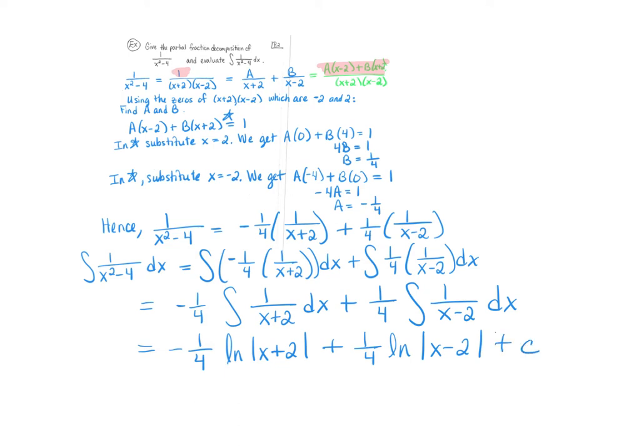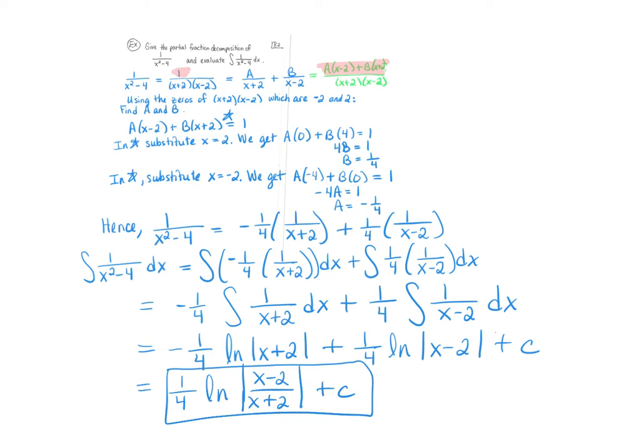And remember your laws of logarithms. It looks like it's a plus here, which it is, but you're subtracting this one. So that means we can rewrite this as 1/4 the natural log of the absolute value of x minus 2 over x plus 2, all of that plus c. And that's our final answer.